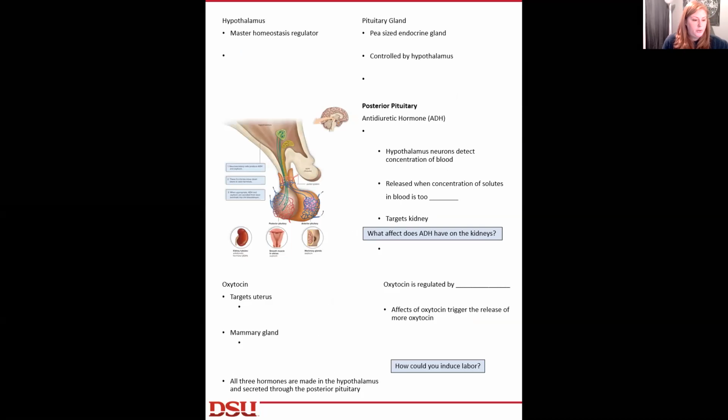Let's start with the hypothalamus. So the hypothalamus is considered the kind of master regulator when it comes to homeostasis, or all of the life functions that happen in our bodies that keep us stable, whether it's temperature and metabolism and things like that. So the hypothalamus is going to link the nervous system with the endocrine system.